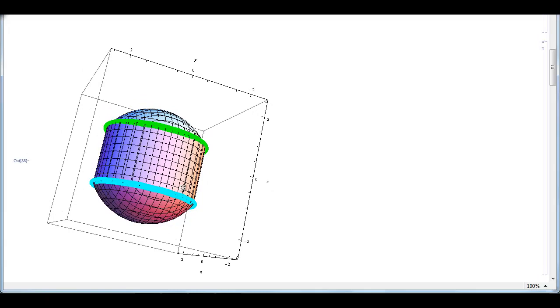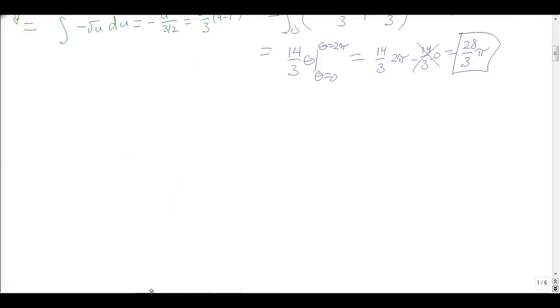Now to do this in spherical, one thing I'm going to do first of all, I'm going to sort of only worry about the top half. So what I'm going to get here is that really my volume here is 2 times the volume of the top half. So this is the part where z is greater than or equal to 0. So we're just going to worry about that first. And then we just have to set up bounds in spherical coordinates.